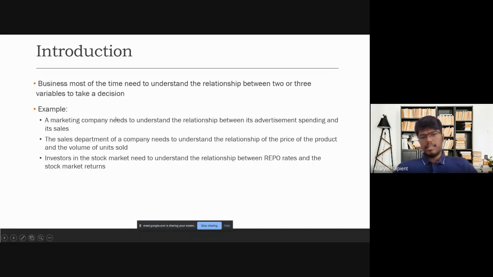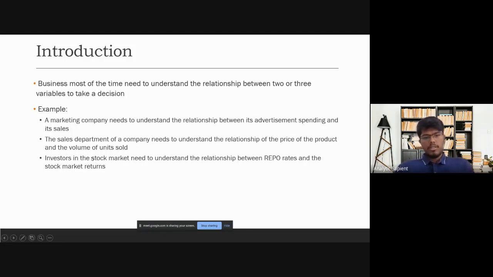spending and its sales. How much spending is it doing and how much is it translating into sales. Sales departments also might need to understand the relationship between the price of their product and the volume of units sold. For example, Pepsi or Coca-Cola. They might need to understand the price point at which the most number of sales would be there, or if they increase the sales, what would be the volume of units sold.